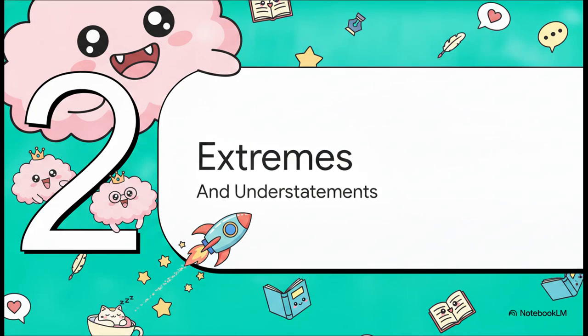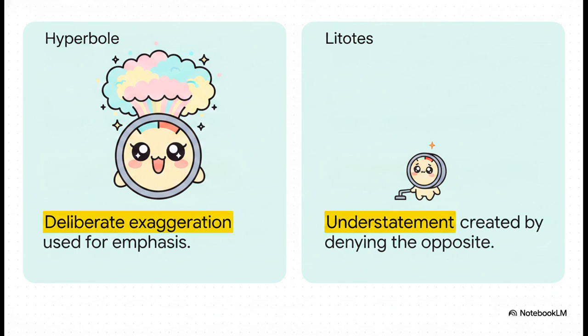Section 2, extremes and understatements. Okay, here we have two brilliant opposites side by side. First is hyperbole. This is deliberate exaggeration used for emphasis, and it is absolutely not meant to be taken literally. Then, its opposite is litotes. Litotes is an understatement created by denying the opposite of what is actually meant. It softens a statement while still making the point perfectly clear. So think of it this way. Hyperbole blasts the scale all the way up, while litotes pulls it back down and actually makes the reader do a little bit of interpretive work.